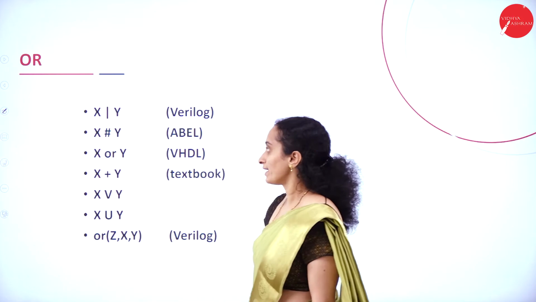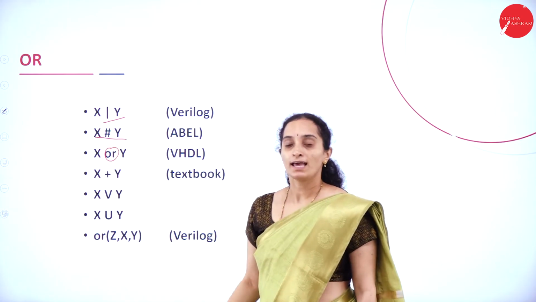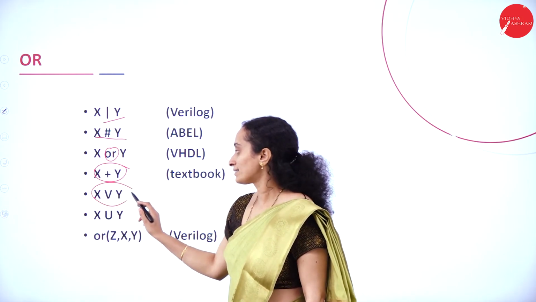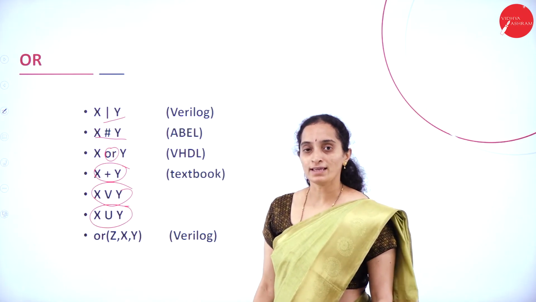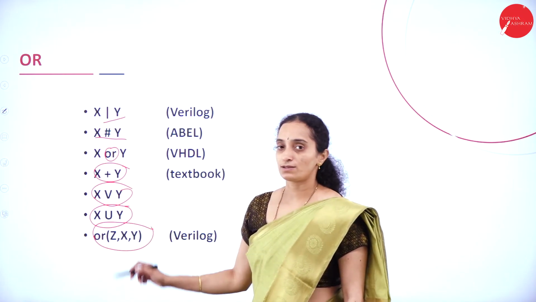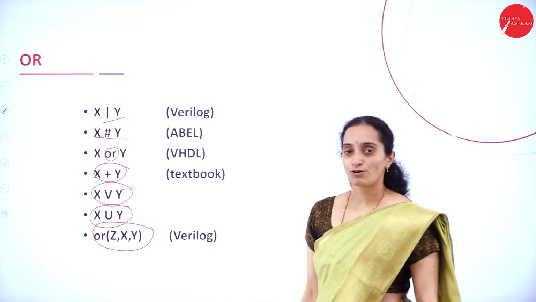How do you represent the OR gate? You can represent the OR gate like this: x or y, or x hash y, one and the same, or you can use the word x or y, or you can use x plus y, which is generally used in textbooks, or x union y in set theory, or you can take OR of z comma x comma y. So, this is the representation of the OR gate.